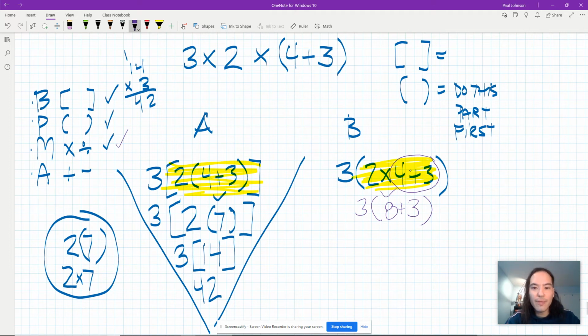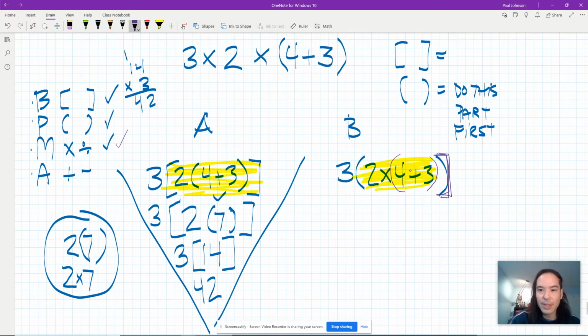So if I wanted to make an adjustment so this problem does make sense, technically I would change these to brackets, and then I would just put parentheses around 4 plus 3. That would make that work, but without those parentheses around 4 plus 3, this problem does not work, because the first step you would do is 2 times 4, because multiplication comes before addition and subtraction.